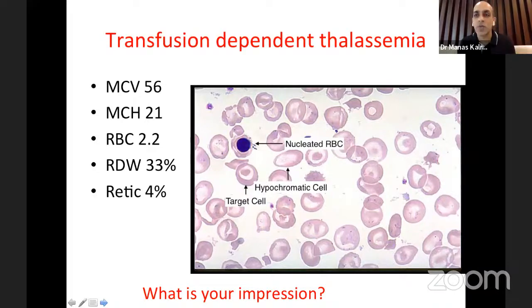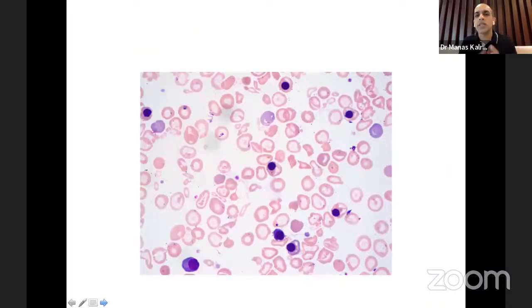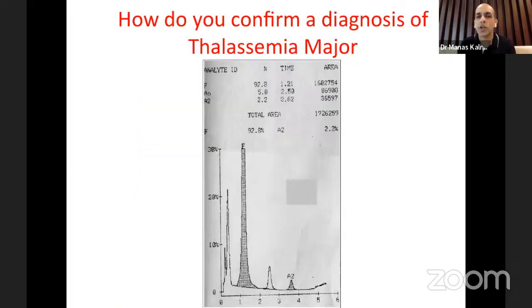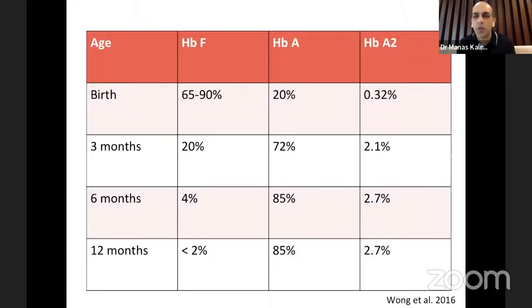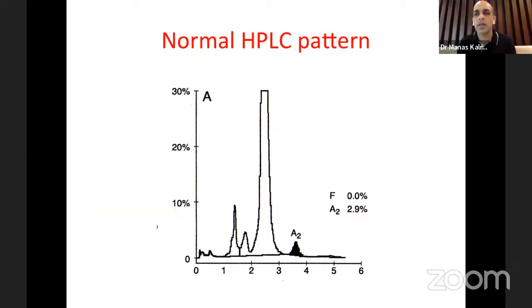So because this child has very low hemoglobin, this is a TDT, or transfusion dependent thalassemia. You can see in this picture also, a lot of nucleated RBCs are seen. So with all these nucleated RBCs, you know that the patient has a thalassemic hemoglobinopathy. And when you do HPLC, you find that the HbF is very, very high. I'm not going into details of this, because in our subsequent classes, you'll learn more about thalassemias. But you should know that the HbF goes down with age. And if the HbF is not going down with age, and remains very high, that means the patient has thalassemia major.